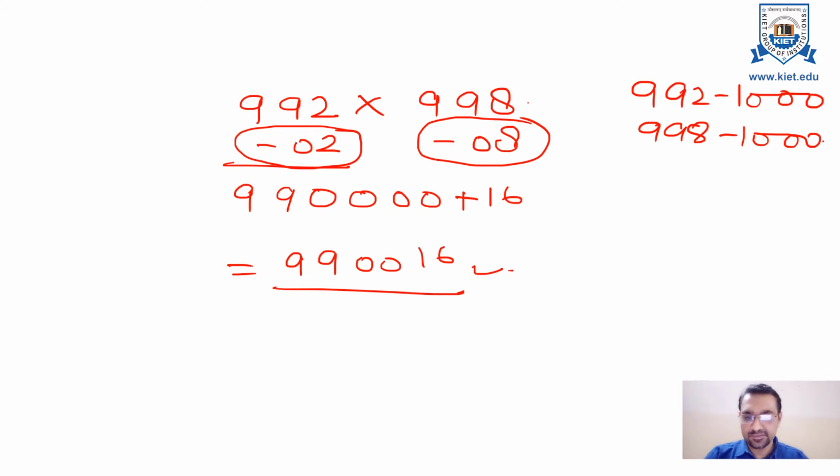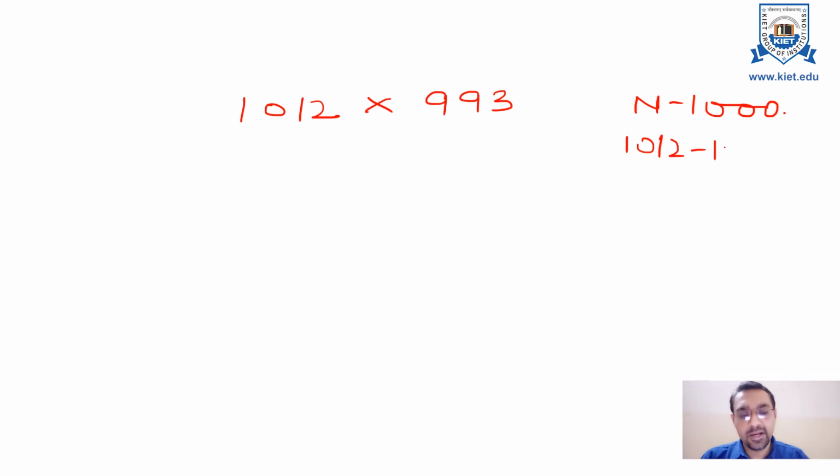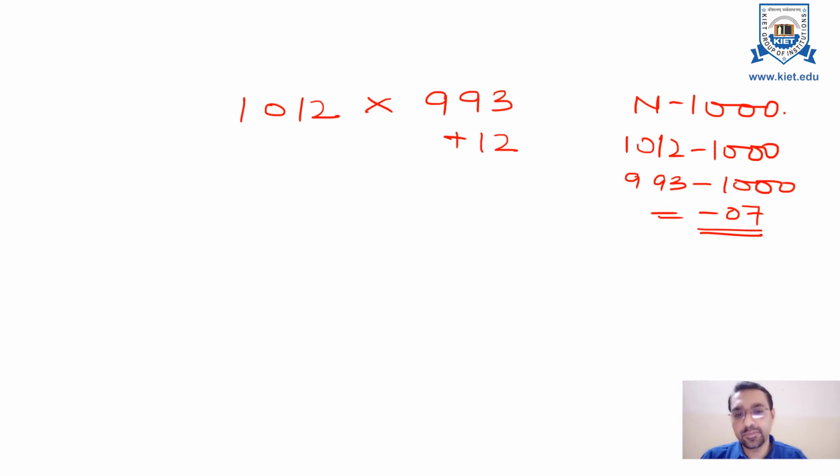Next I have to take two numbers where one number is greater than 1000 and one number is less than 1000. The steps remain same. First you have to find out the n minus 1000. So 1012 minus 1000 comes to be plus 12. 993 minus 1000 will give you minus 7. Okay, signs are very important.